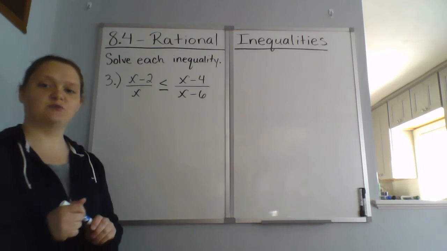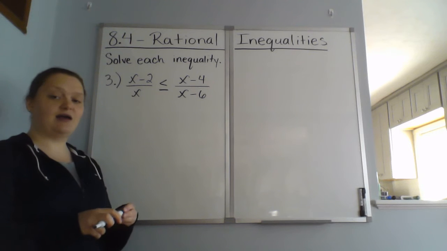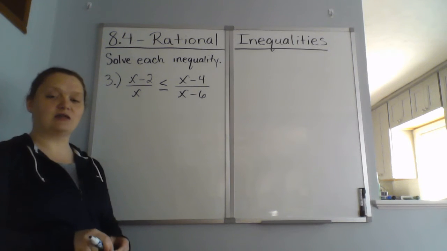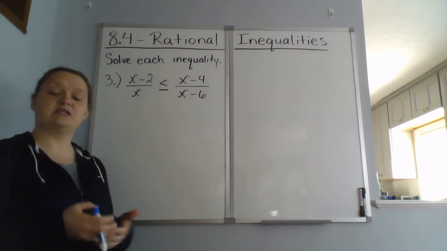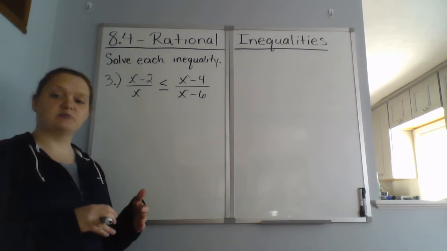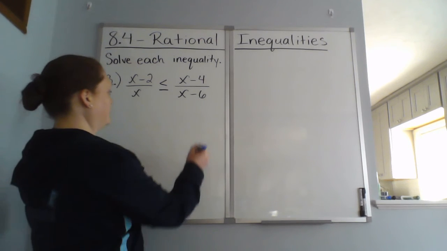All right, for this next one, we're going to have a little bit more work to do up front because as you can see, we do not have a 0 in our inequality. So the first thing we need to do is get everything to one side and get a common denominator so that we have a single expression with a 0 on the other side.